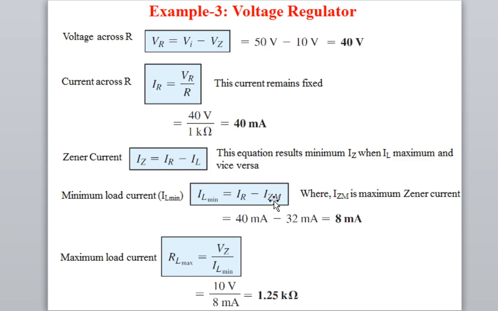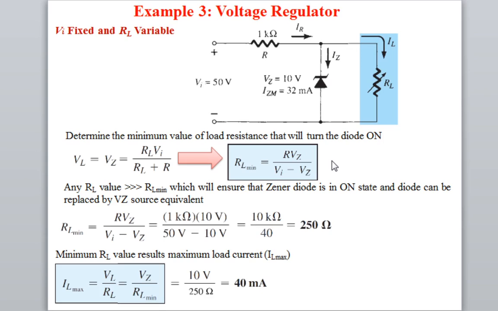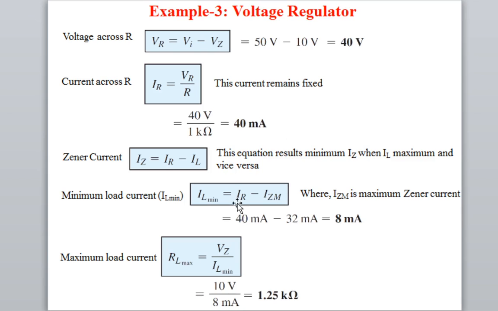IR we have calculated, that is 40 milliampere, and IZ maximum is given in the problem, that is 32 milliampere. So IZ maximum is known. IR is 40 milliampere, IZ maximum is 32, so IL minimum is equal to 8 milliampere. So the minimum current which can flow across the load resistance is 8 milliampere. So maximum current is 40 milliampere and minimum current is 8 milliampere that can flow across the load resistance.